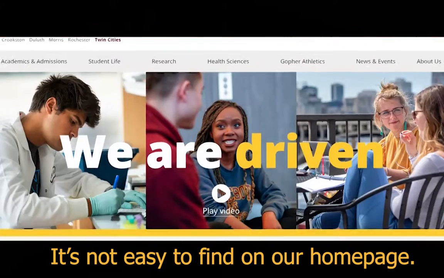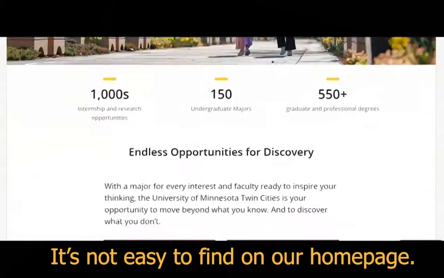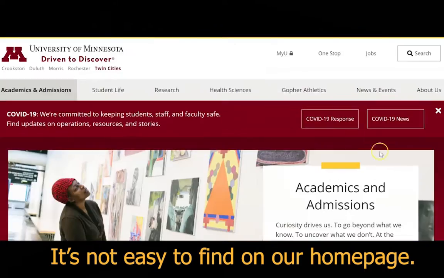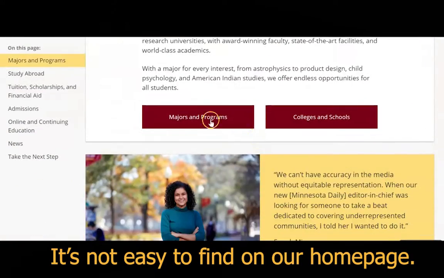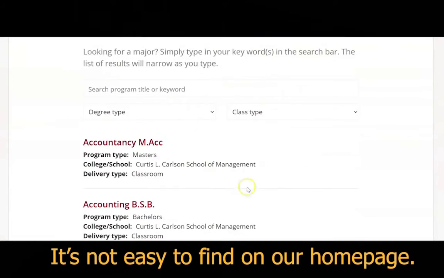Some examples of this for school would be like choosing your major. Schools don't really advertise their majors because they know that you're going to be researching the different majors and you're going to find out where it is. They don't need to put that on the front page.